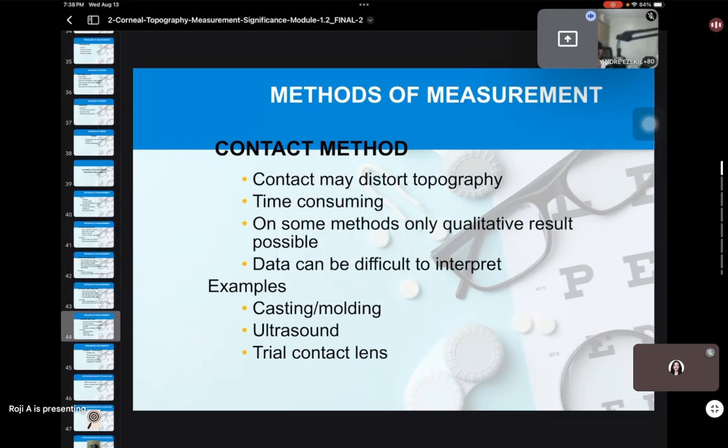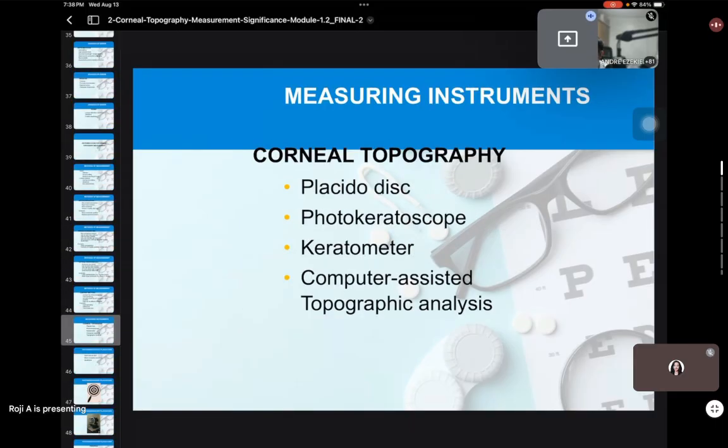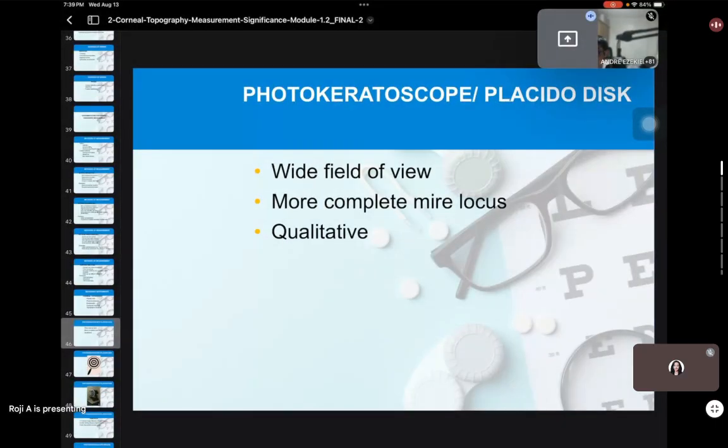Contact method, as I've mentioned, from the word contact, it sits in contact. So, contact may distort topography, time consuming, on some methods only qualitative, and data can be difficult to interpret, such as using a mold or cast, such as ultrasound and trial contact lenses, which you guys are familiar with, right? Now, using corneal topography, they make use of this Placido disc, the photokeratoscope, you have your keratometer, and the computer-assisted topographic analysis.